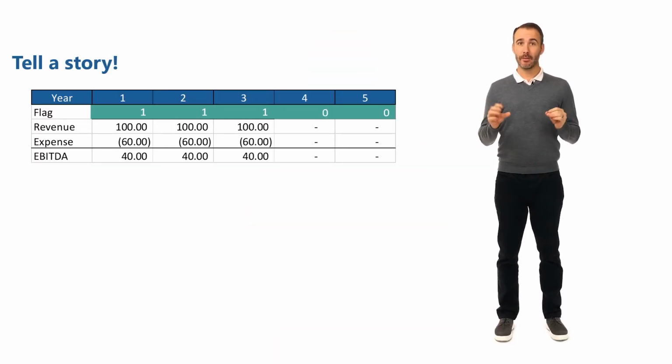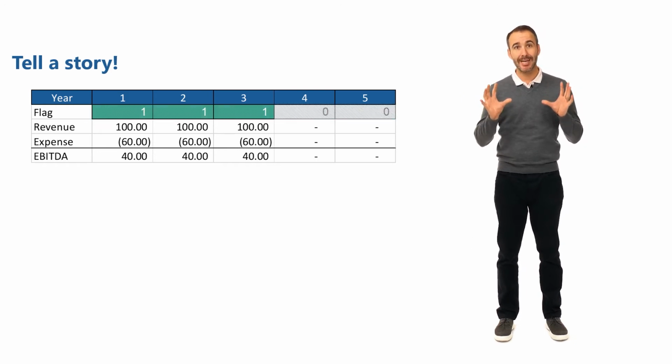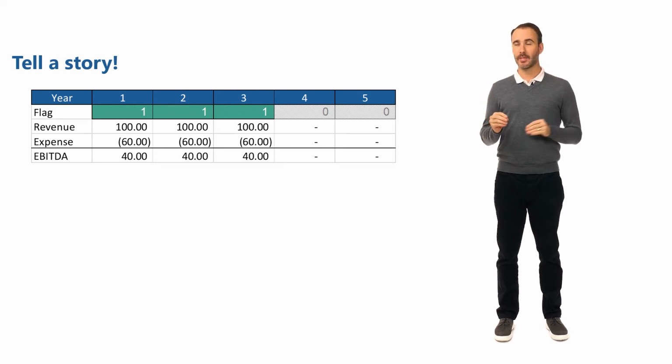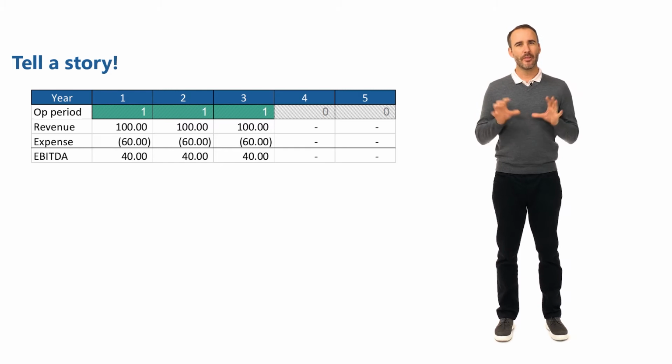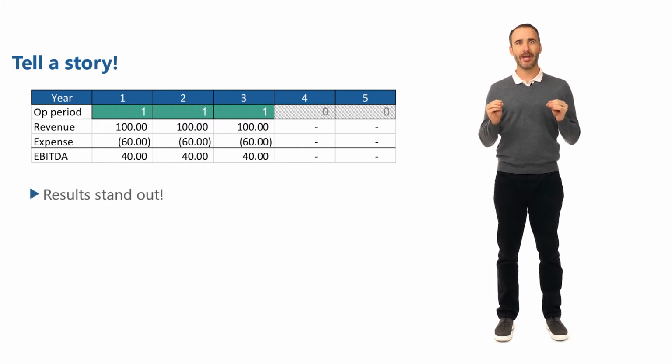So knowing that flags simplify formulas is certainly helpful, but the real power of flags is in their visual representation. If I replace the green bar from earlier, we can format a flag to show more clearly when the project or business was operating. With this formatting and row label saying operating period, the model tells me a story that I need to know, being cash flows should stop past year 3.